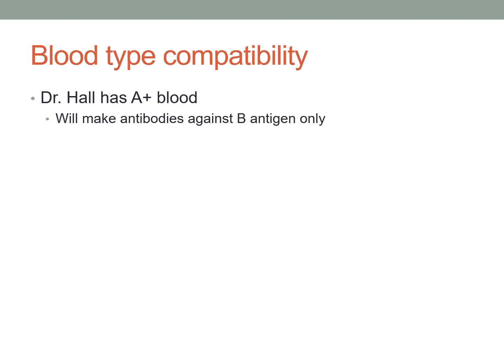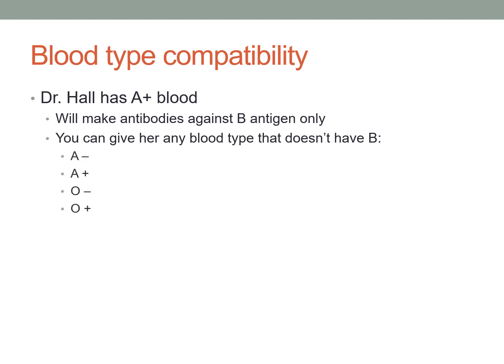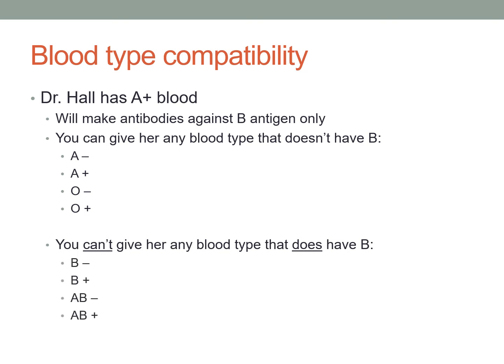Okay. So compatibility, right, is if I have A positive blood, I will only make antibodies against B. So you could give me any type of blood that doesn't have B antigens. And there's a lot of them, right? So you could give me A negative, A positive, O negative, or O positive. None of those have the B antigen. You can't give me any of the types that do have B, right? So that would be B negative, B positive, AB negative, and AB positive.